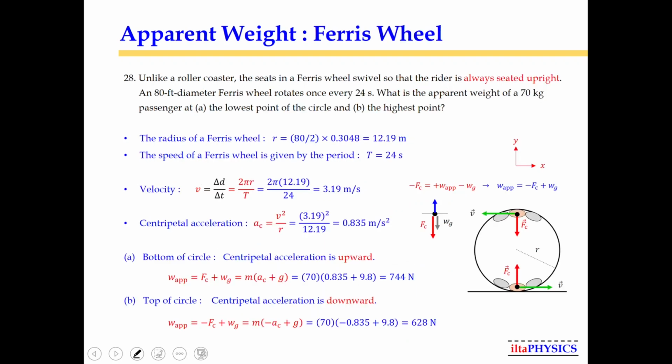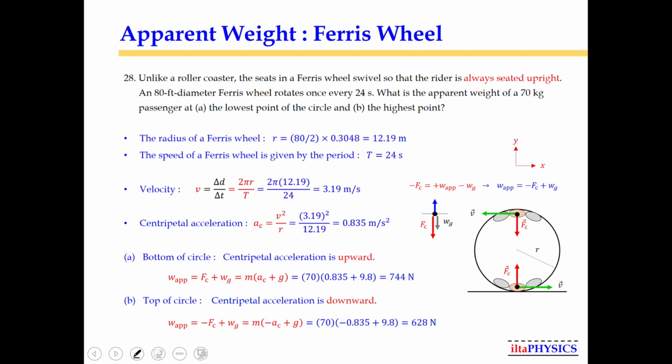Problem number 28 is about the apparent weight felt on a Ferris wheel. The difference from a roller coaster is that on a Ferris wheel, the seat always faces upward, even at the top. So you shouldn't just memorize and use the coaster formula. You need to set up a new equation for the top position. Let's look at the apparent weight at the top of a Ferris wheel step by step. If you can draw the free body diagram on the right correctly, this problem is easy.